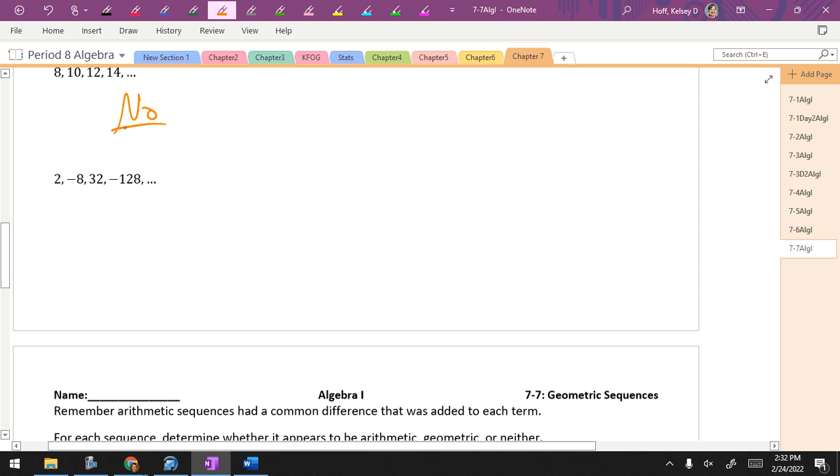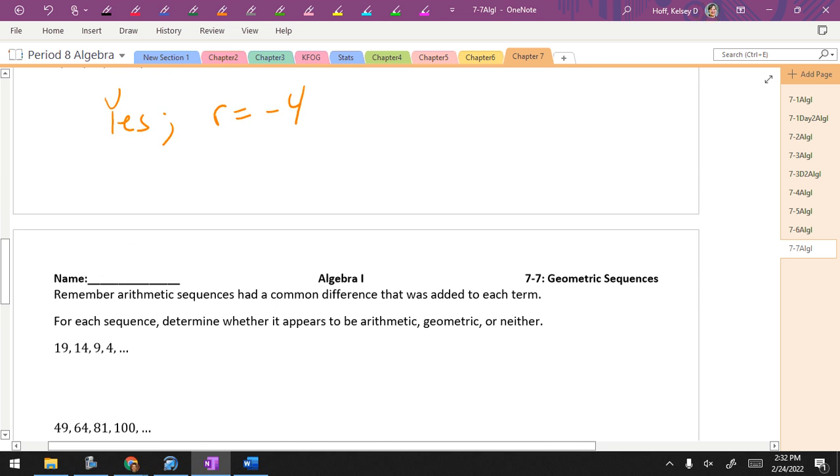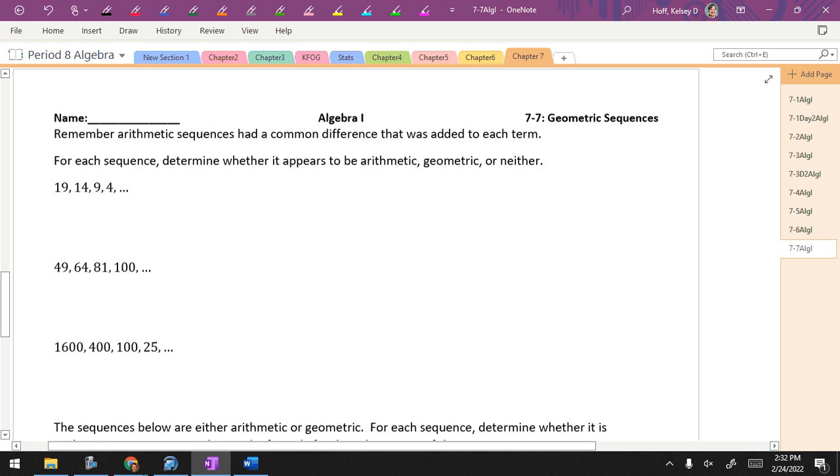The next one, 2, -8, 32, -128. What are you multiplying by? Yes, r equals -4. Nicely done. Okay, arithmetic means you're adding something. Geometric, you're multiplying. Remember, arithmetic sequences had a common difference that we added to each term. For each sequence, determine whether it appears to be arithmetic, geometric, or neither. 19, 14, 9, and 5.